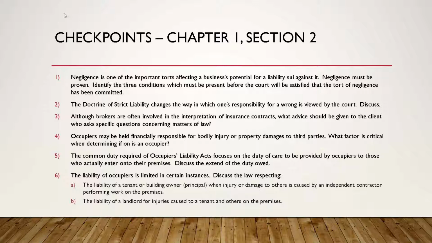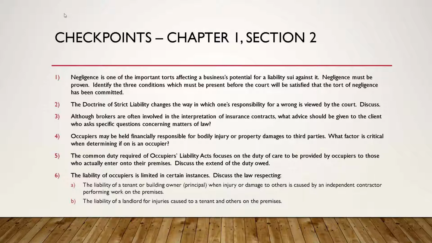Number two, the doctrine of strict liability is based on the assumption that certain activities are so hazardous that, in the event of injury or damage arising out of them, the person conducting the activity shall be presumed liable. The doctrine of strict liability changes the way in which one's responsibility for a wrong is viewed by the court. Discuss. All right, we'll try this again. So strict liability is based on the assumption that certain activities are so hazardous that, in the event of injury or damage arising out of them, the person conducting the activity shall be presumed to be legally liable. So certain things are so dangerous that you can expect to be liable for them, a shortened version of that.